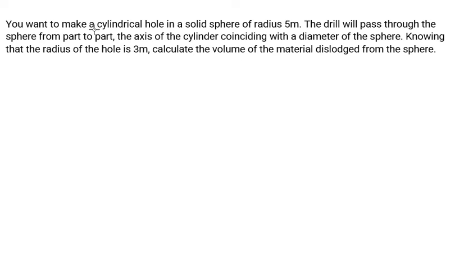You want to make a cylindrical hole in a solid sphere of radius 5 meters. The hole will pass through the sphere from part to part. The axis of the cylinder coincides with a diameter of the sphere. Knowing that the radius of the hole is 3 meters, calculate the volume of the material dislodged from the sphere.